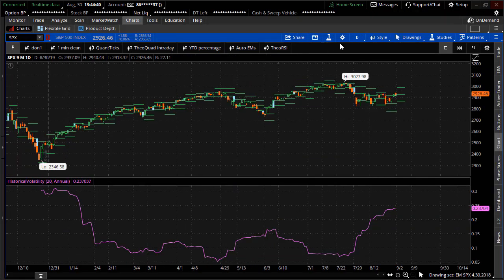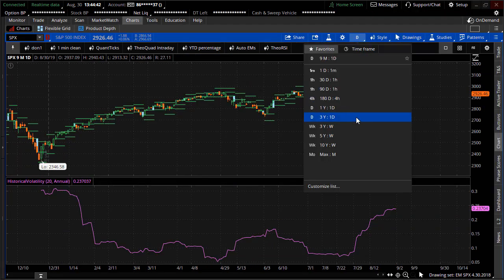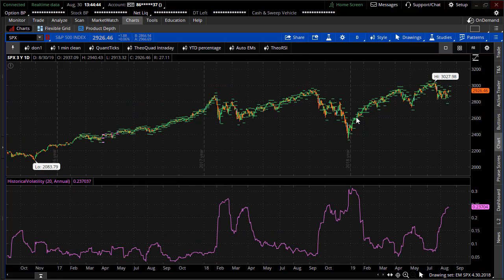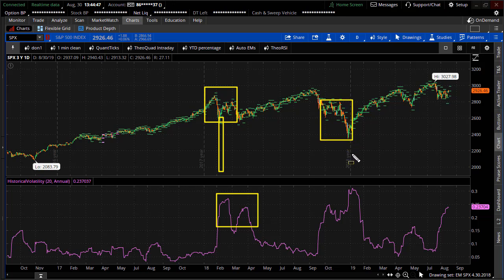I'm going to close up this left side bar. I'm also going to snap this chart out to just a 3-year daily, because what I wanted to bring to your attention is that was just wild volatility. What was that? That was early 2018. That's what they called the VIX explosion, right in this neighborhood here. Then we, of course, had October, November, and then December in late 2018.